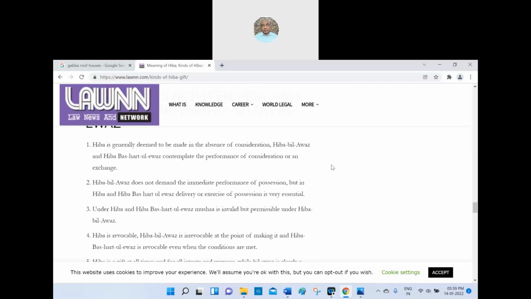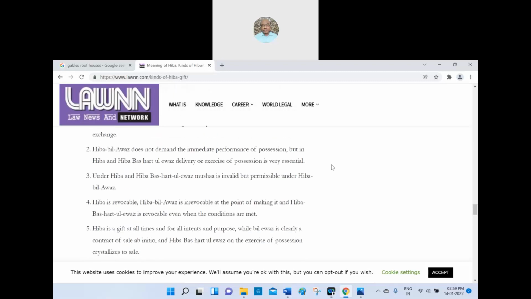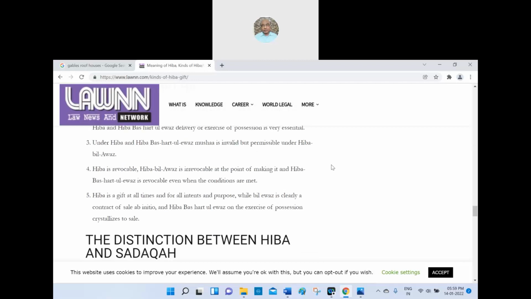Under the hiba and hiba-bi-shart-il-ewaz, musha is invalid but permissible under the hiba-bil-ewaz. Musha means we cannot break it up. The property is called musha. Suppose there is a staircase which can be used by both the people, meaning donor and donee. We cannot break the staircase.